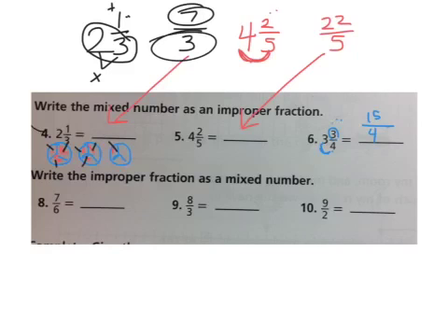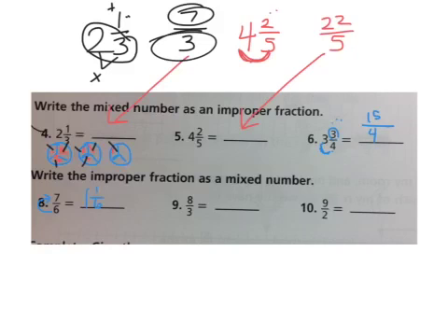Now, for 8, 9, 10, and 11, which you'll do on your own, you're doing the exact opposite. You can look at it one of 2 ways. I always like to say, how many times does 6 go into 7? And 6 goes into 7 one time with 1 left over, and my denominator stays the same.